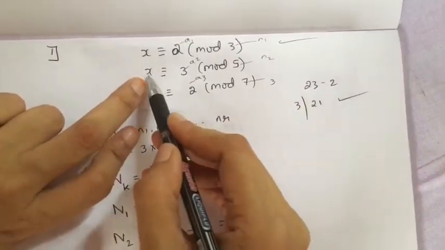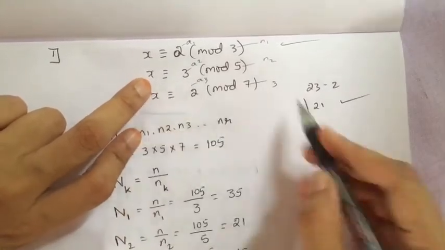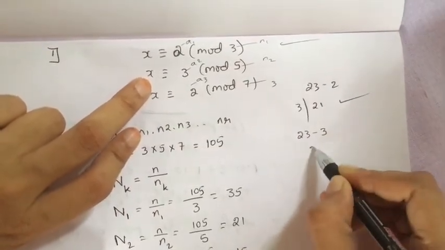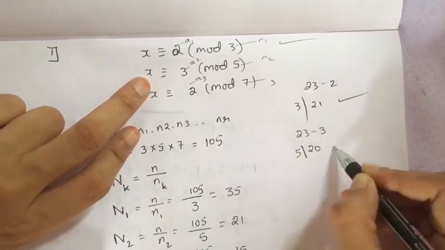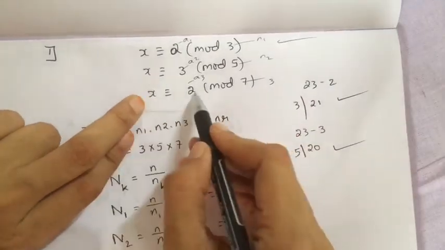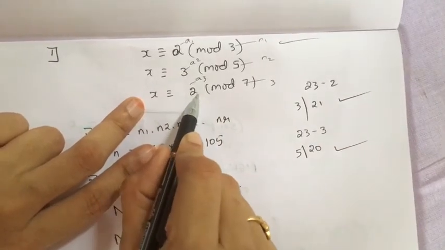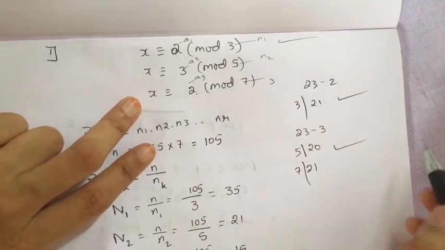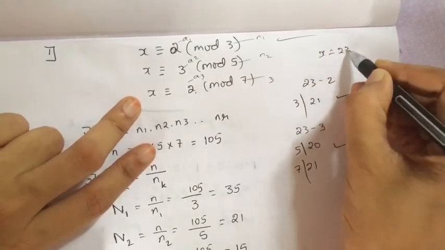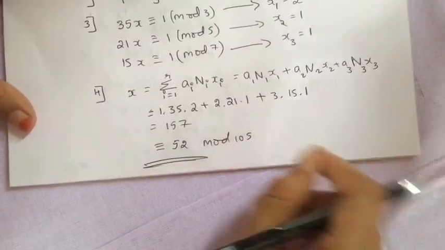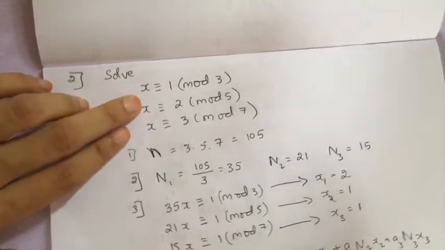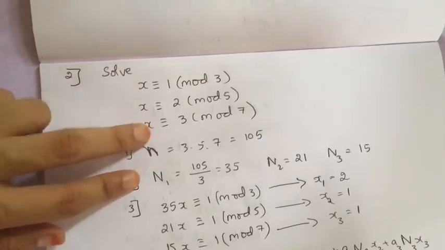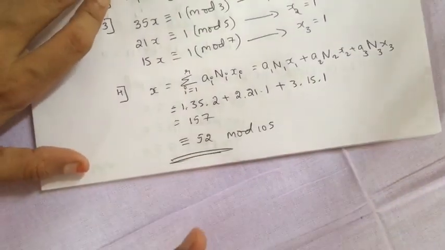Next, again x is 23. 23 minus 3 is 20 and it is divisible by 5. Next, 23 minus 2 is 21 and 7 divides 21. So x equal to 23 is the correct answer. Every time you have any doubt about whether you have done a proper calculation or not, just put the values over here and cross check whether it satisfies all three equations. Then your answer is correct.